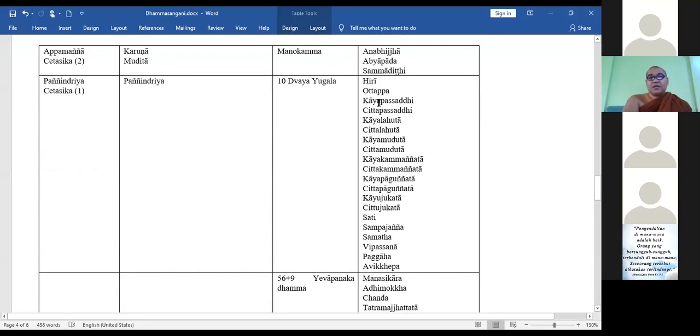mostly kaya here refers to the cetasikas. Vedana, sanna, sankhara: the combination of these three is called kaya. So that's why kaya passaddhi refers to the tranquility of our mental concomitants. Citta passaddhi is the tranquility or calmness of our mind, consciousness.